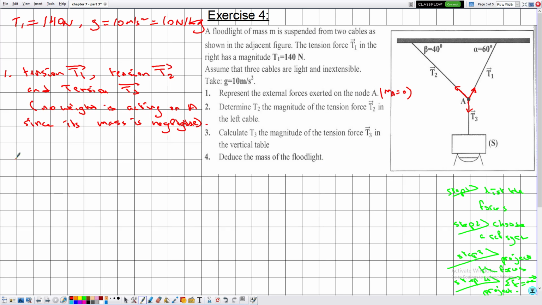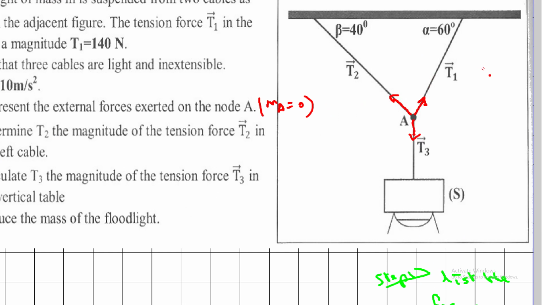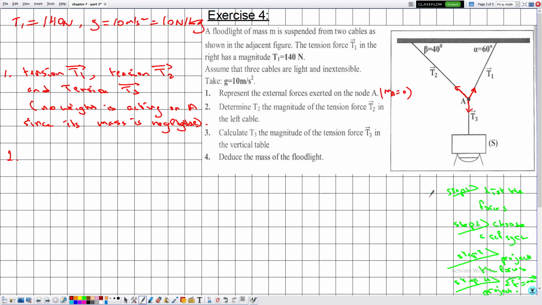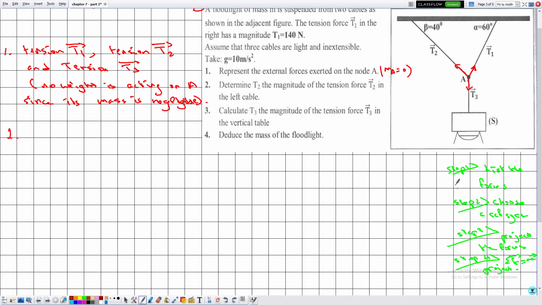Now in number 2 they are telling me to determine T2, the magnitude of the tension force T2 in the left cable. Since we are interested in T2 and T2 is related to node A, we need to apply the condition of equilibrium, and it includes a vectorial equation. In order to solve this equation we need to consider several steps. We have already done step number 1, which is to list the forces. Now let's choose a reference system.